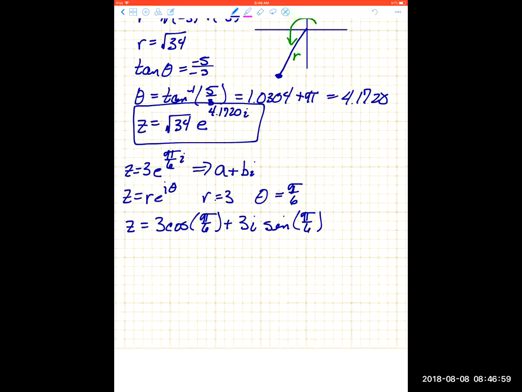But pi over 6 is one of our special known values, so we know that the cosine of pi over 6 is √3/2. And we're in the first quadrant, so both sine and cosine are going to be positive. So sine of pi over 6 is 1/2. 3 times 1/2 is 3/2. Don't lose the i. Okay.